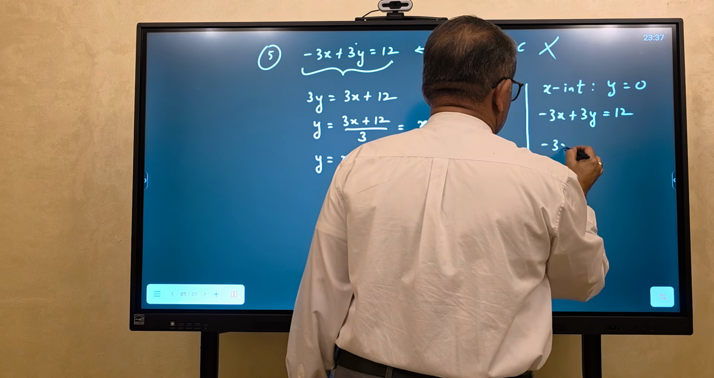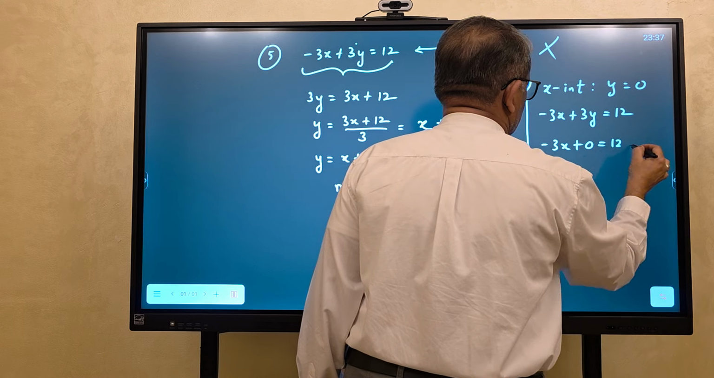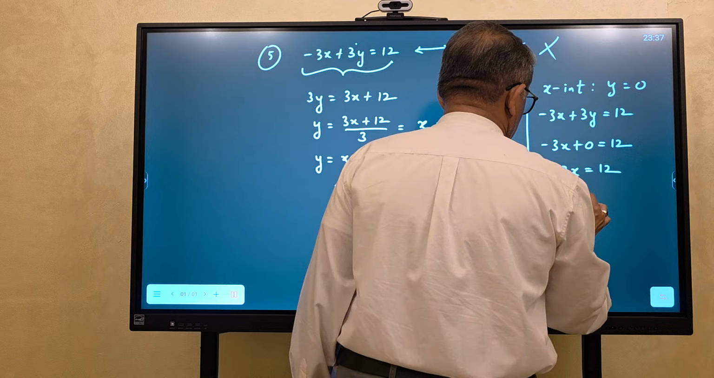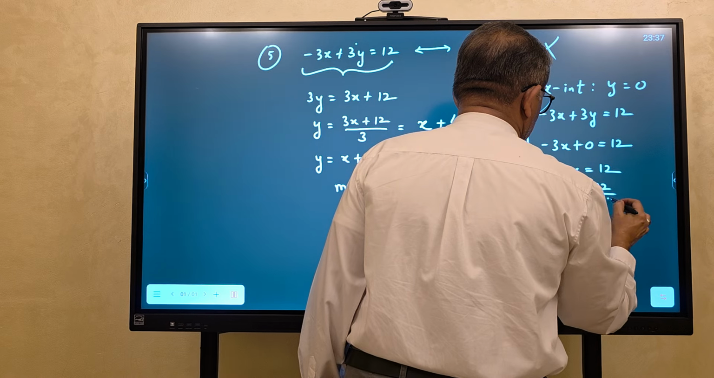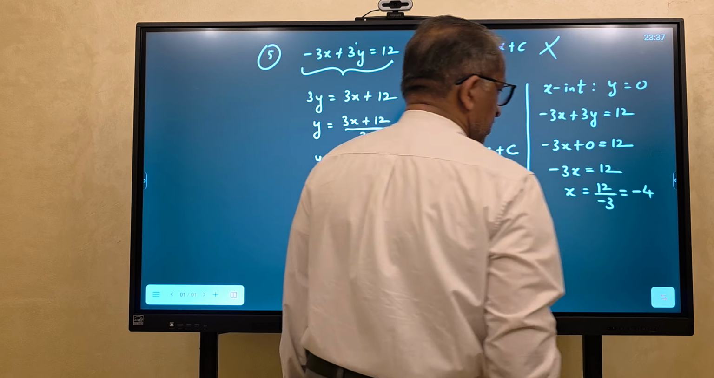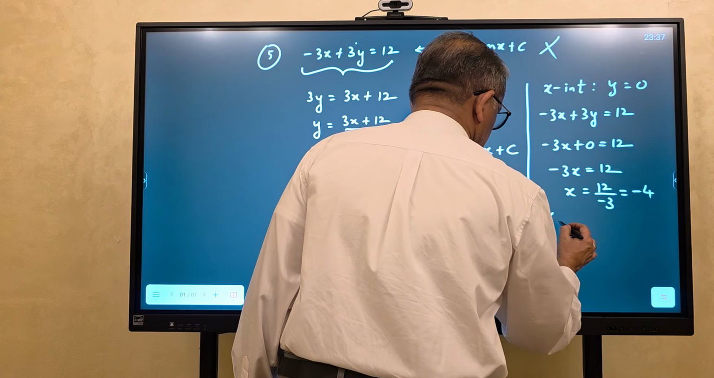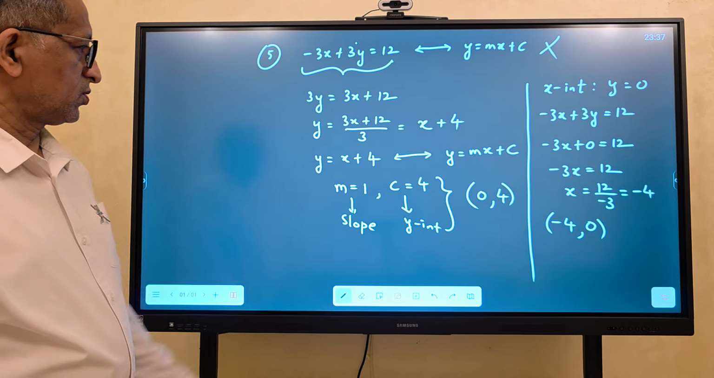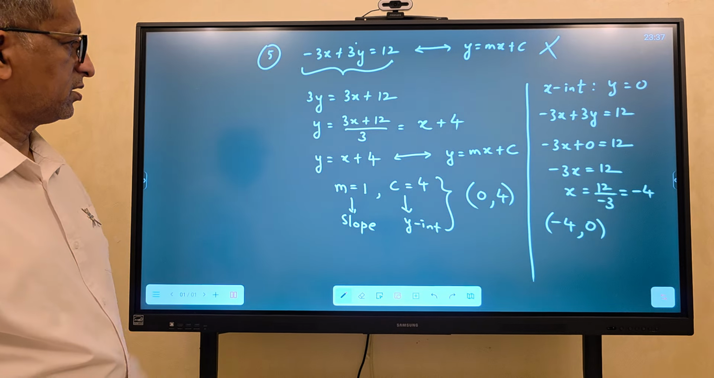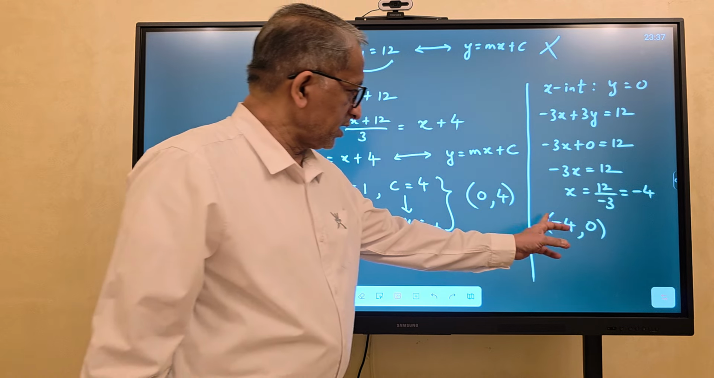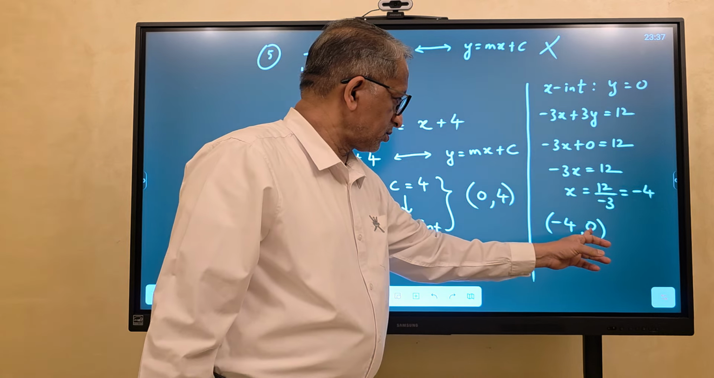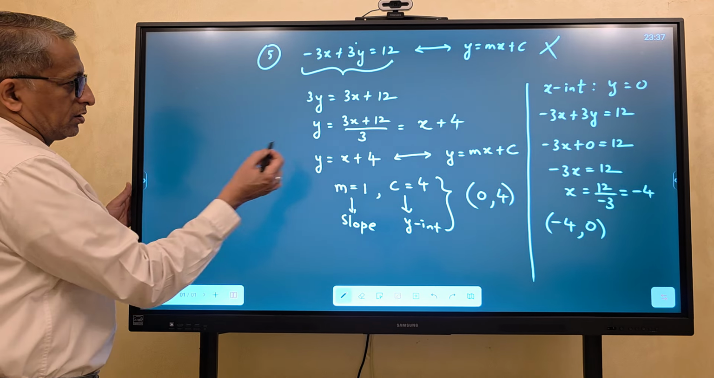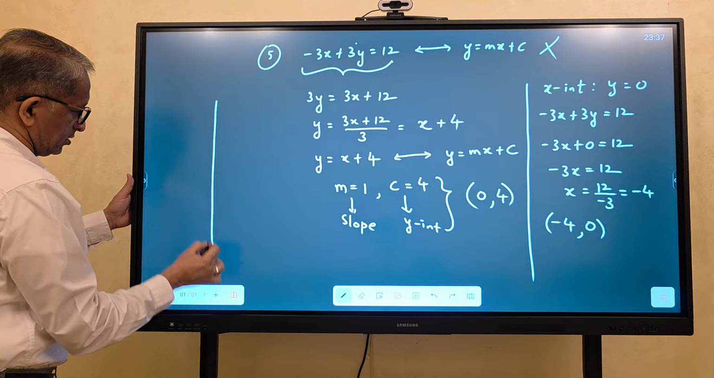y equal to 0 means minus 3x plus 0 equal to 12. So minus 3x equal to 12. x is equal to 12 by minus 3. It is minus 4. So what is the x-intercept? Minus 4 comma 0. So 0 comma 4 is the y-intercept. Minus 4 comma 0, because I put y equal to 0, that is your x-intercept. So we have now how many points? 2 points. See, graph.